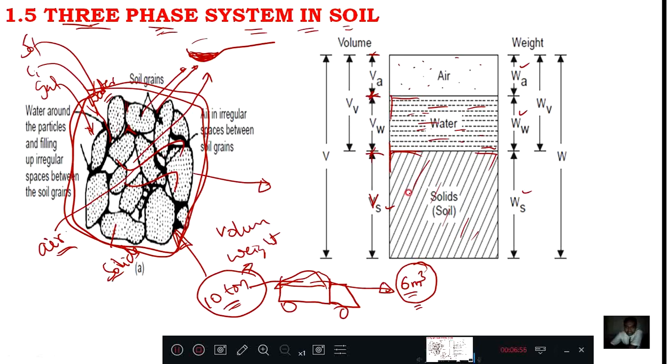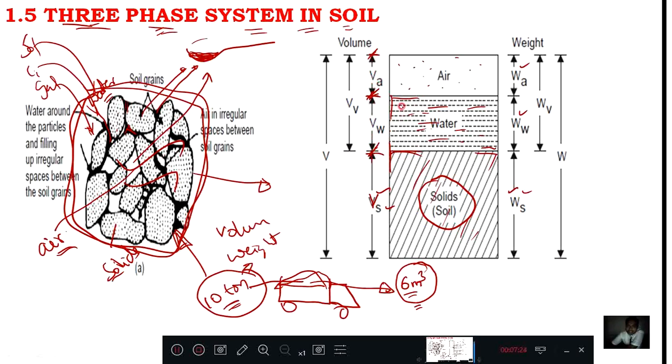The particles may be split or combined, integrated or disintegrated, but that doesn't matter. The weight will be 600 grams only, and whatever volume you mentioned, that volume will be the same. Therefore, the solids' volume and solids' weight are always constant. Then when you come to the volume of air and volume of water, this will be variable.